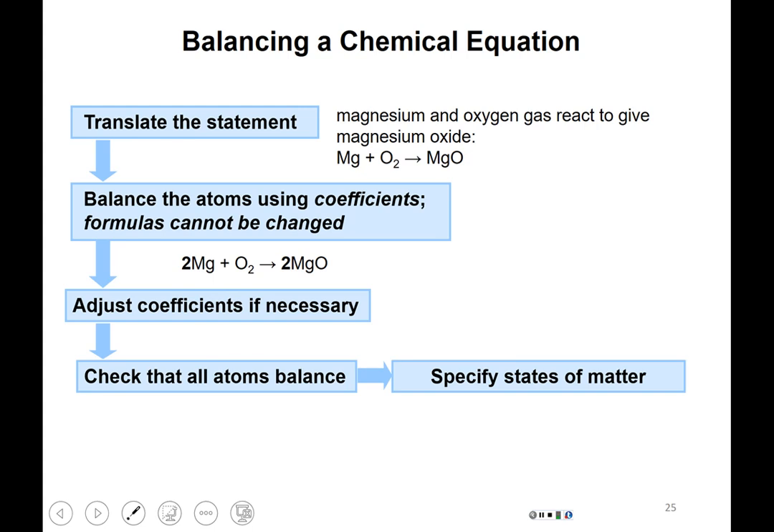And then finally specify states of matter, and that's also very important. That's very important to do in the online problem sets as well, because it won't count them correct unless you do that. So in this case, magnesium would be a solid. We write that S. Oxygen's a gas, and magnesium oxide is a solid.